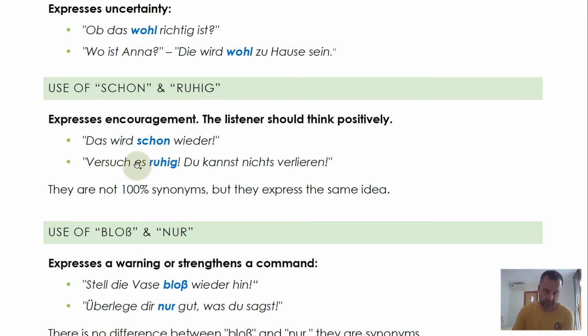Here, ruhig means just. But again, not always. In this example here, you can also not really exchange them, but they both express encouragement. It's an expression, especially that one. You could say, versuch es schon, du kannst nichts verlieren, but it sounds much better with ruhig.